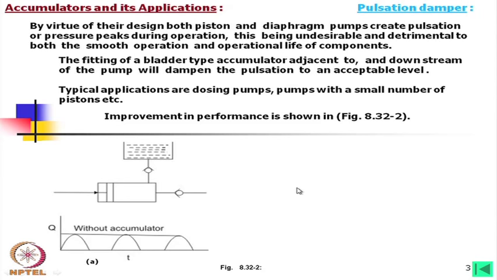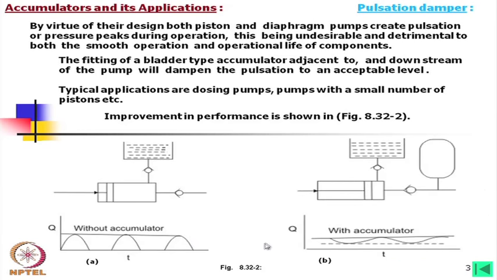Now, improvement in performance can be realized from here. What we have done is that as if this oil is being pumped in from here, then without this accumulator we may have ripple like this, and if we use an accumulator this ripple will reduce. This is an accumulator, this is a very schematic diagram; how it looks like, that we will see later.